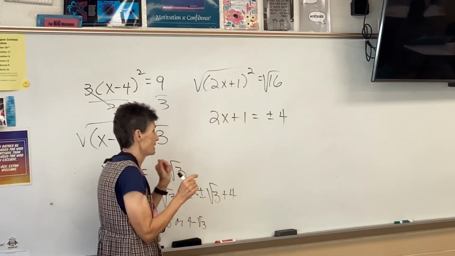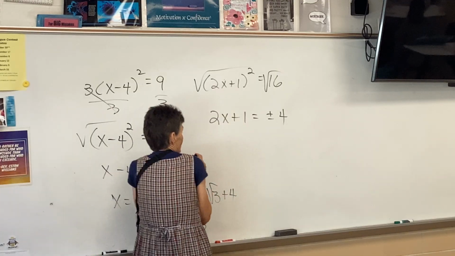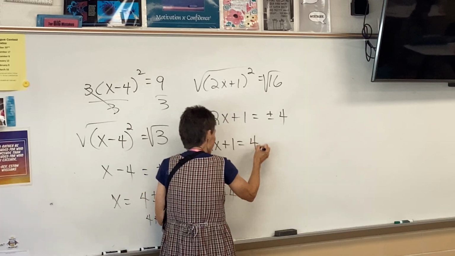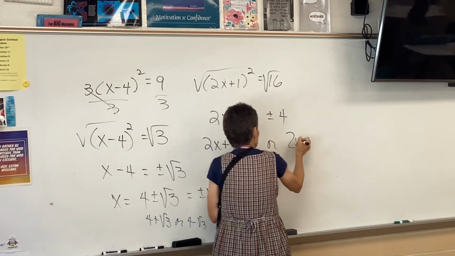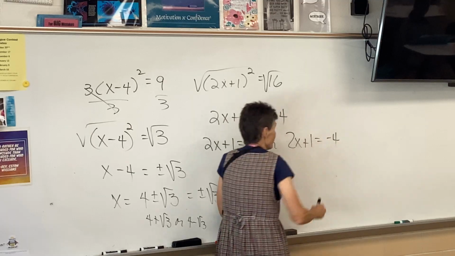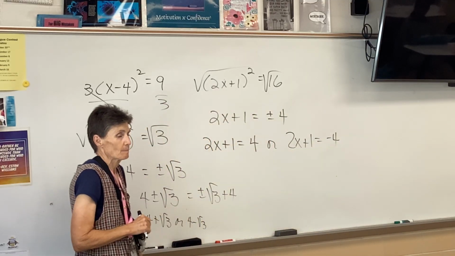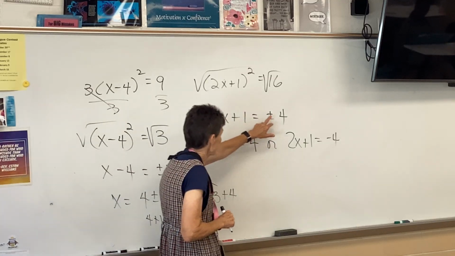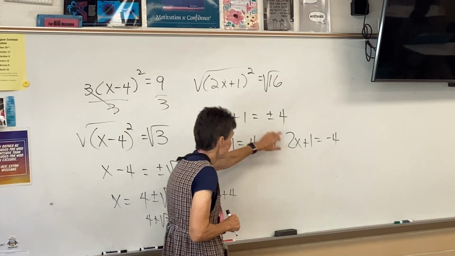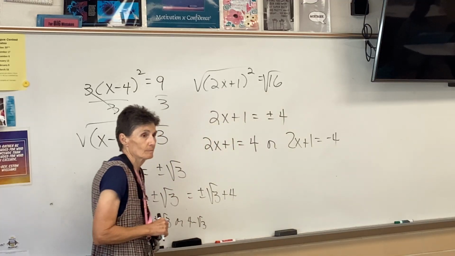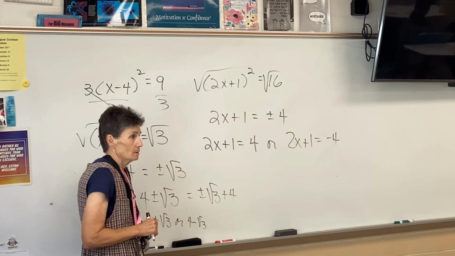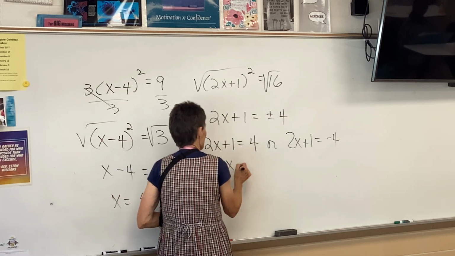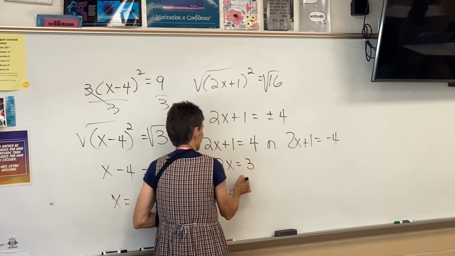This is gonna get messy. So would you agree that 2x plus 1 equals 4, or 2x plus 1 equals negative 4? Would you agree with that? Yes. This either equals positive 4 or it equals negative 4. And now I'll solve these equations. So I will subtract 1 and divide.